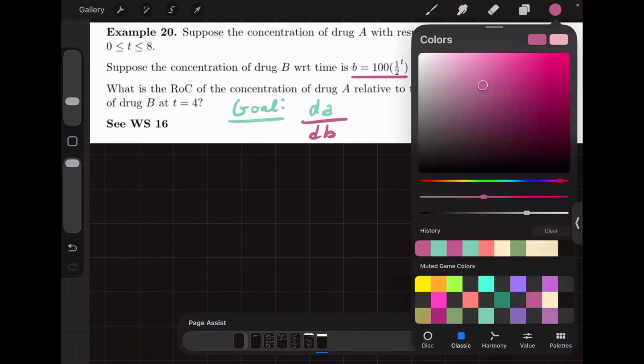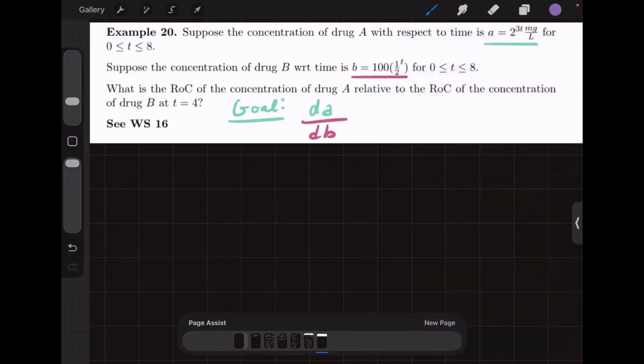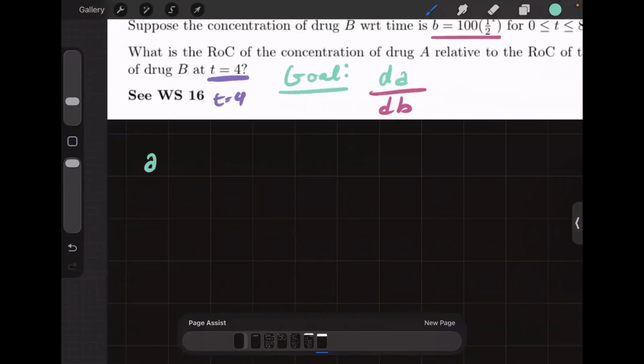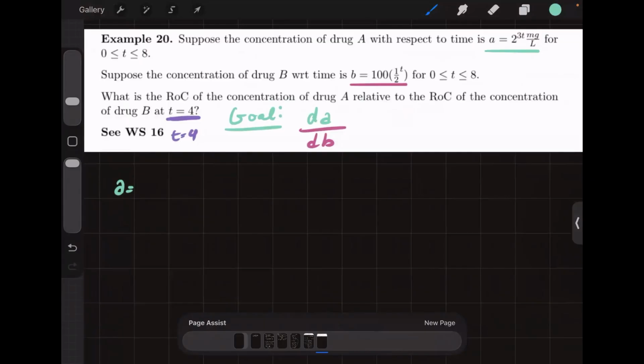And finally, the last detail is you know that the time is 4. So let's write it out. You know A is equal to 2 times 3 to the T, and then you can deal with that later.